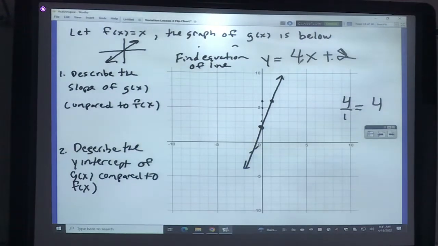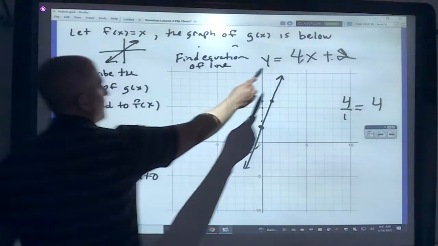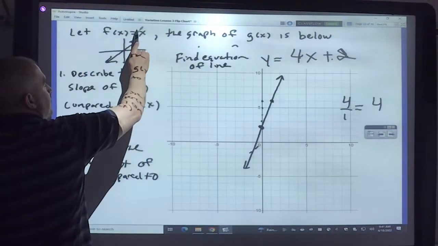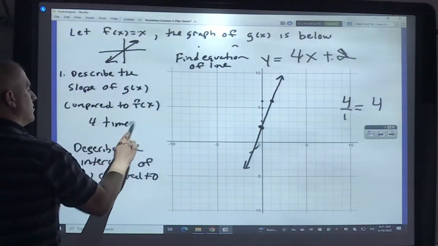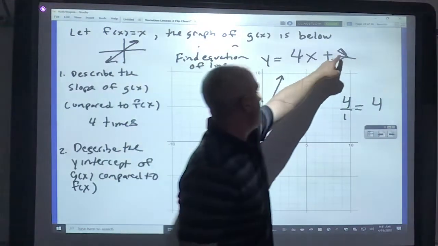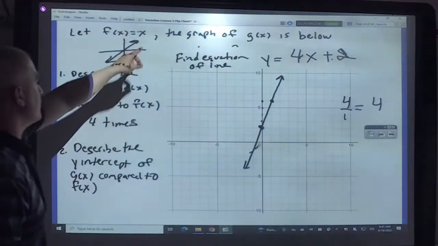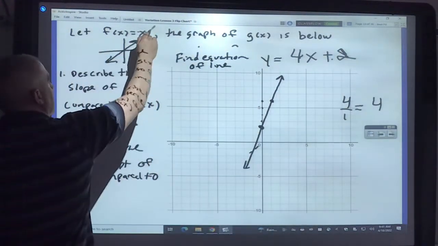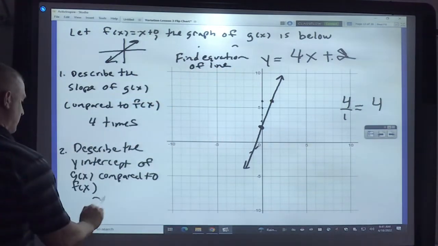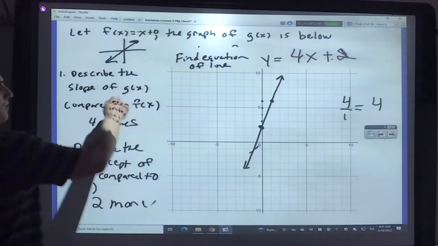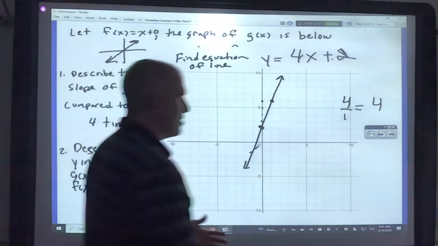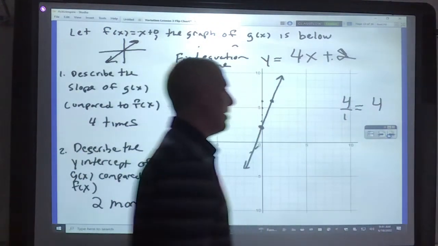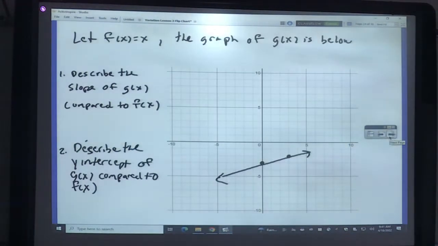So describe the slope compared to f of x. So if I compare this to this, if you notice, it's times 4, so it's 4 times more, okay? And then this, compare the y-intercept. Well, here my y-intercept is technically 0, so what is this? This would be 2 more. So 4 times x, that's why it's 4x, and this would be 2 more. So all you gotta really do is find the equation of the line, okay?